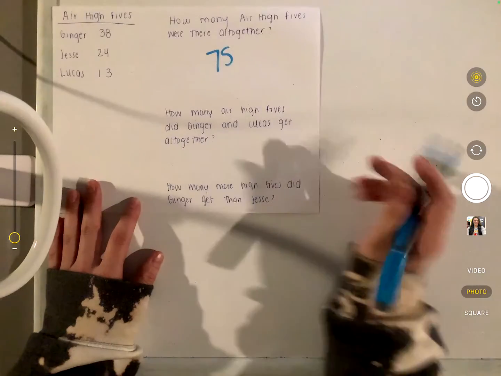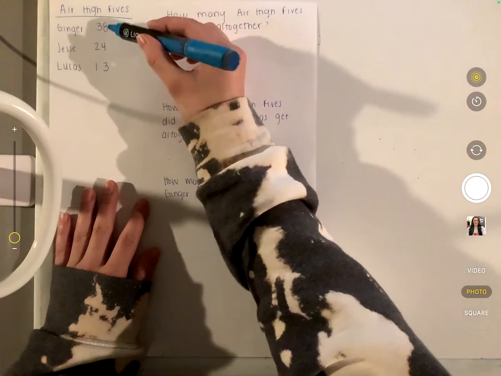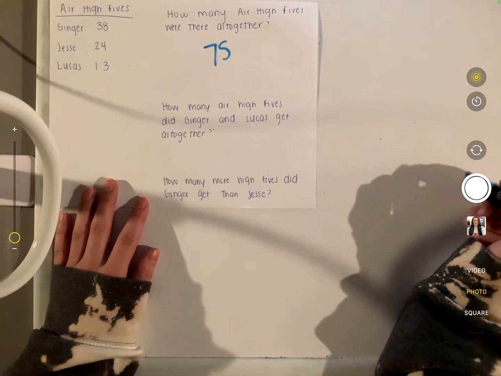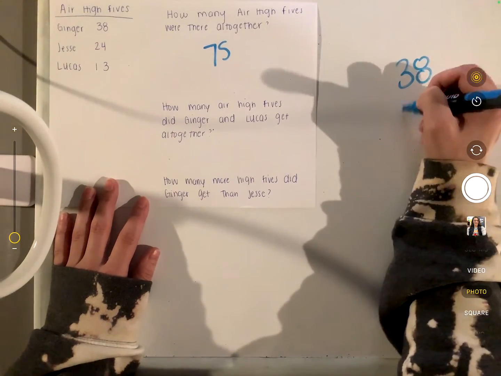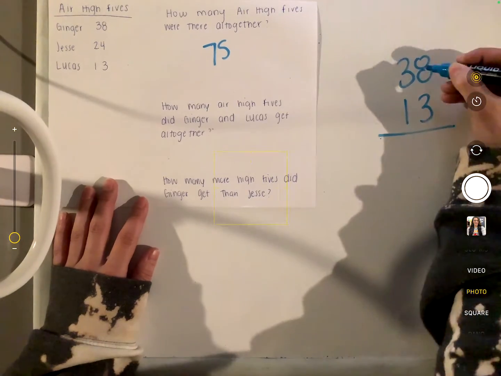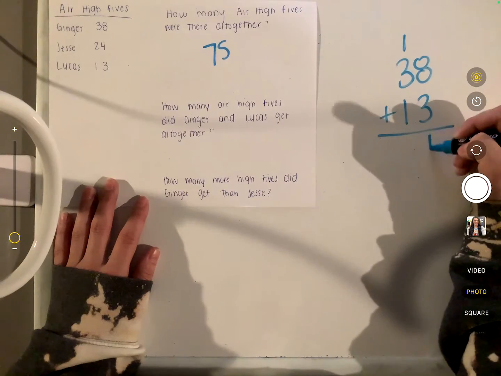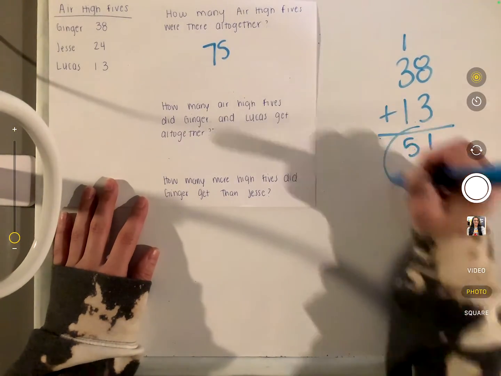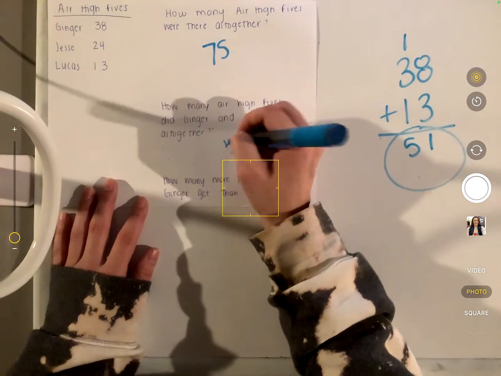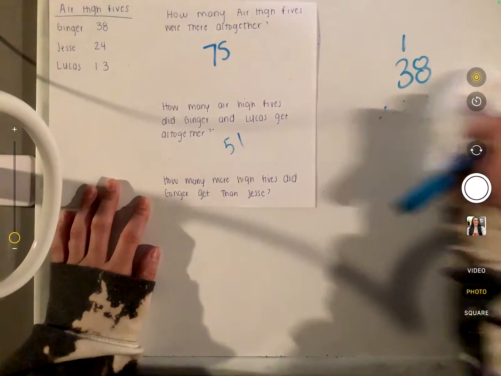Now it wants to know how many air high fives Ginger and Lucas got all together. So I need to take Ginger's and Lucas's and add their high fives together, right? So I can do 38 plus 13, 8, 9, 10, 11. Remember, carry my 1, 3, 4, 5. Circle my answer. That's how many high fives Ginger and Lucas got together.